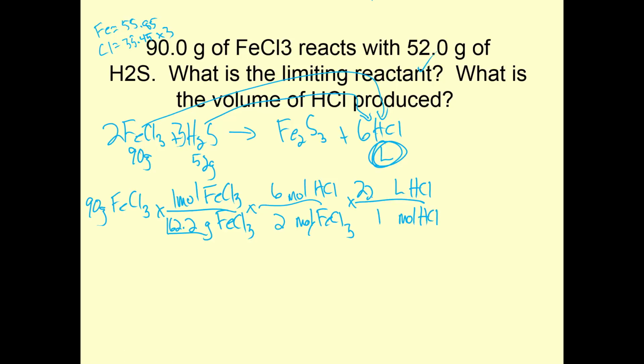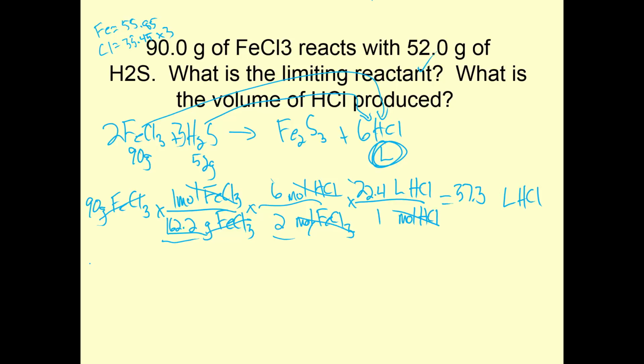1 mole, remember, is 22.4 liters. And just to remind everybody, we do this to cancel that. When I go into moles of FeCl3, I cancel moles of FeCl3. When I'm in moles of HCl, I cancel moles of HCl, so the only unit I have left is liters of HCl. So now let's do the math. 90 divided by 162.2 times 6 divided by 2 times 22.4. Remember, everything on the bottom, divide, divide. Everything on the top, multiply, multiply. And I got 37.3 liters. So maybe that's how much I make, or maybe it's going to be less.